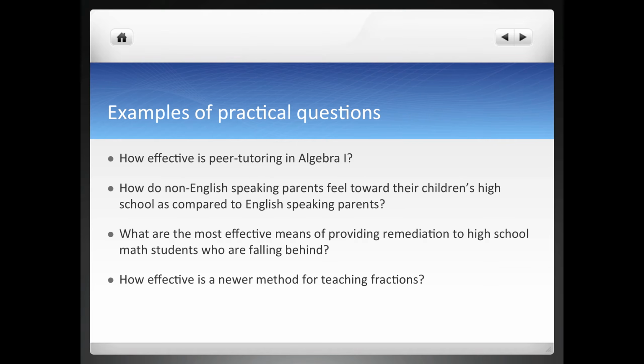Examples of practical questions that we may run into. How effective is peer tutoring in Algebra 1? How do non-English speaking parents feel toward their children's high school as compared to English speaking parents? What are the most effective means of providing remediation to high school math students who are falling behind? How effective is a newer method for teaching fractions?